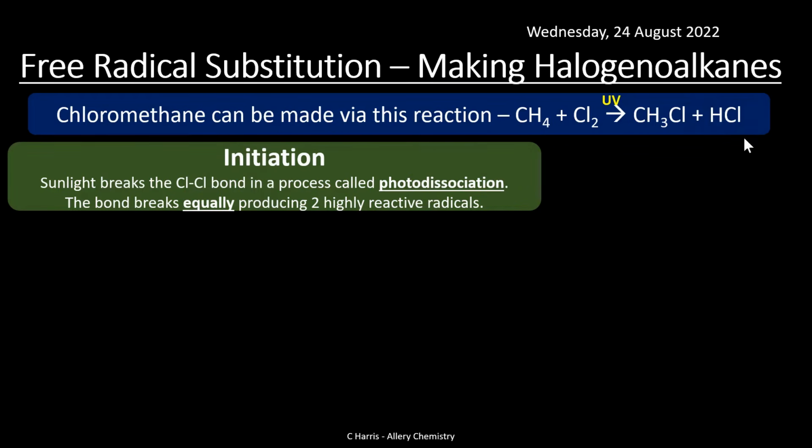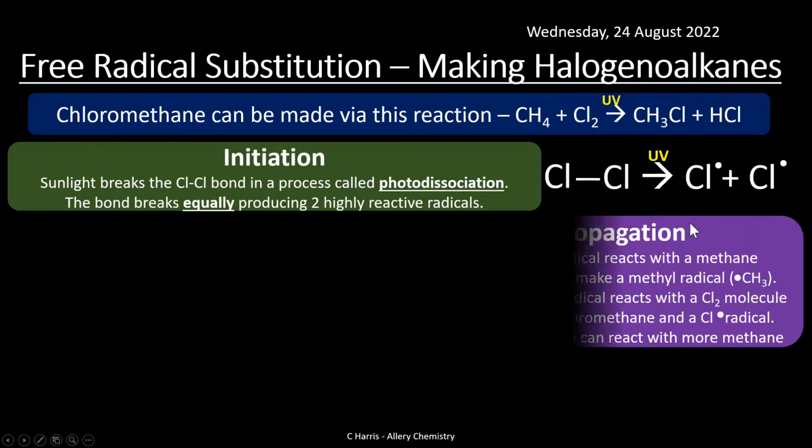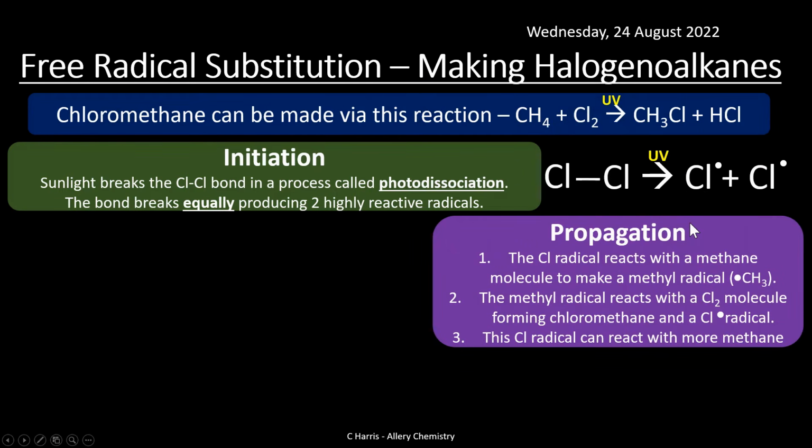So initiation, the first step, is we need sunlight, or UV basically, to break the bond, and we're going to break it equally, producing two highly reactive radicals. Okay, so we're going to break this Cl-Cl bond here. So the UV is going to come in and break that. So there it is. So break that bond and we form two radicals. Okay, so that's your initiation done. Nice and straightforward. The next step is the propagation stage.